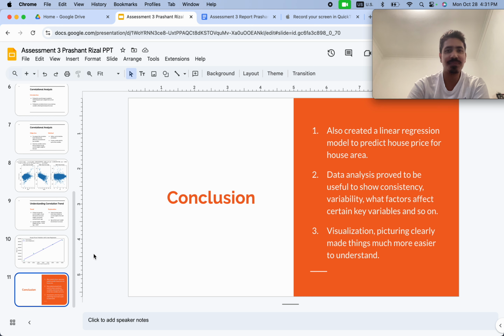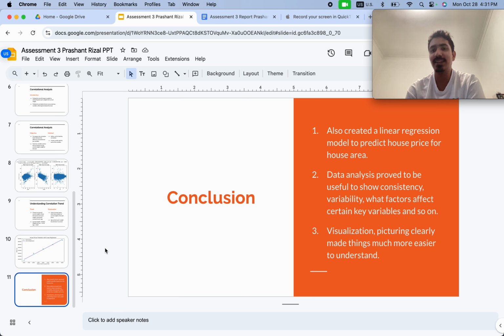So in conclusion, that's basically it. What we did for this project was we created a linear regression model to predict house prices from the house area, and we also found out data analysis proved to be useful to show consistency, variability, and what factors affect certain key variables. For instance, in our example, we found out that current weight affected the difference in the weight the most, and then last year's weight was also another important factor to consider. So were age and height, although age not so much for the correlation, but it's still important to know what age group weighed how much, right?